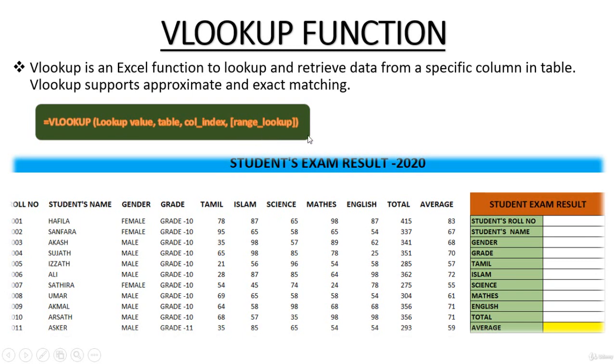Finally is range lookup. If you are going to search based on the exact match, we have to put exact match. If you are going to search based on the best matching, we put approximate match. Then we close the bracket, then enter. If you enter, the data will be retrieved in this cell. So this is how the VLOOKUP function works. We will see in the practical section how to do this task, so don't worry about it. I'm just explaining what a VLOOKUP function is.